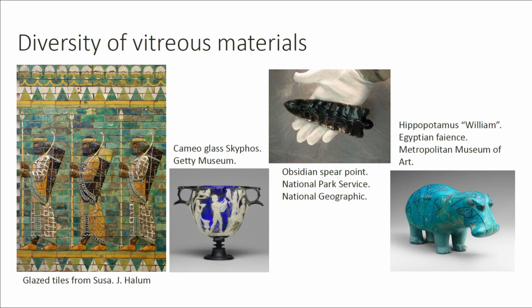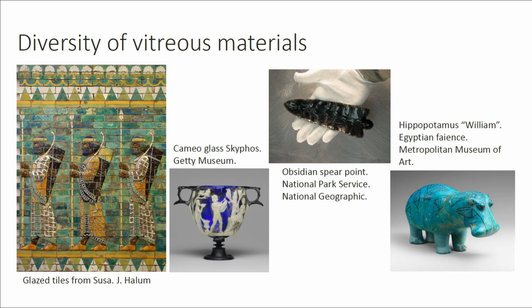Vitreous materials are very diverse. Our first example here is glazed tiles. They have a crystalline body, but are covered and well appreciated for their vitreous, glassy, decorated surfaces. So only a small part of it is actually vitreous, but it has to be studied as a whole. Only in that way will you be able to answer the questions that arise about such artifacts. Same goes for this little hippo made of Egyptian faience.